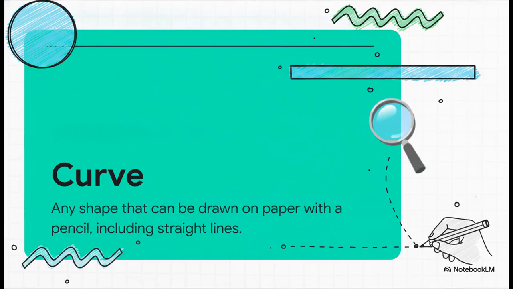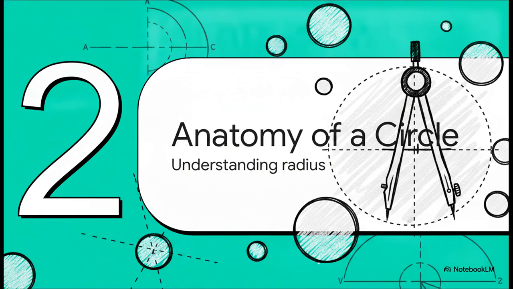Now, here's a really fascinating redefinition of a word we use every single day, a curve. In standard conversation, a curve implies something that bends. But in the mathematical language of this chapter, a curve is defined as literally any shape that can be drawn on paper with a pencil. That means circles, swirling waves, and yes, even perfectly straight lines are officially categorized as curves. Pretty wild, right? Moving right along to Section 2, Anatomy of a Circle.